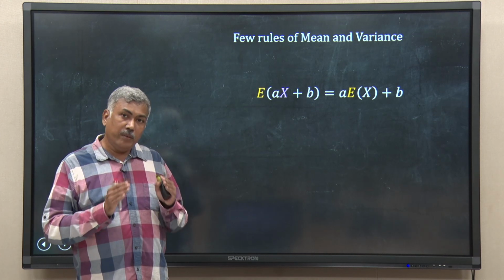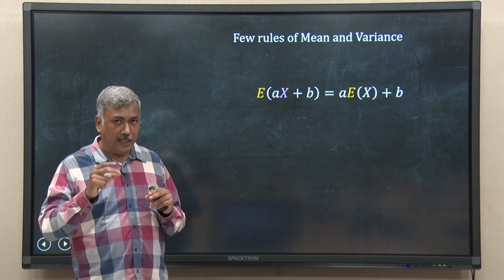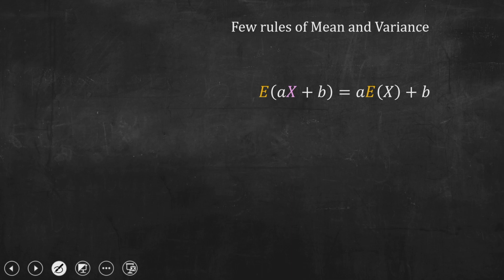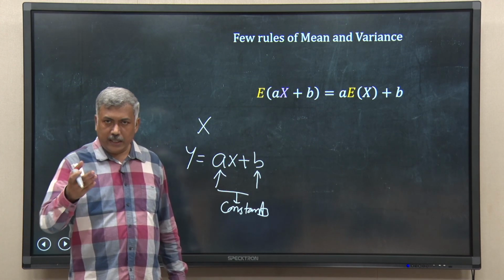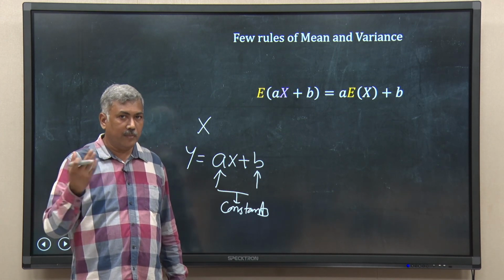So what you are doing is measuring x, but reporting something that is a constant multiplied with x. Suppose I have a random variable x that I am measuring, but from it I create a new variable, a into x plus b, where a and b are both constants. They are not random variables. For example, a dilution factor is a constant: the sampling is random, but the dilution factor will remain constant.